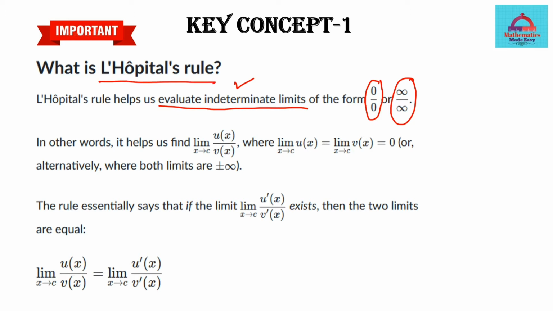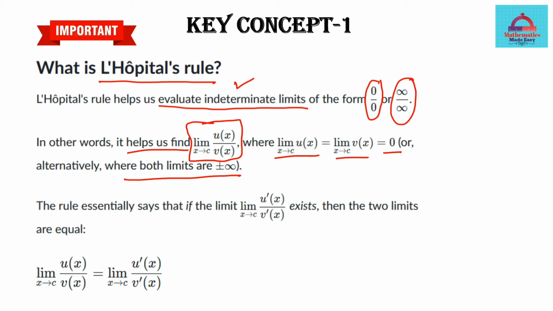So this L'Hospital's rule helps us to find the limit x approaching c of u(x) over v(x). So you will see two functions which are divided in this form, u(x) divided by v(x), and when the limit is approaching a particular point, x approaching c, then the numerator and the denominator, these two limits will approach either 0 or both of them will approach towards plus or minus infinity. So whenever this kind of a condition is true, that is when you have the indeterminate limits, and then you are going to go for L'Hospital's rule to find the limit.